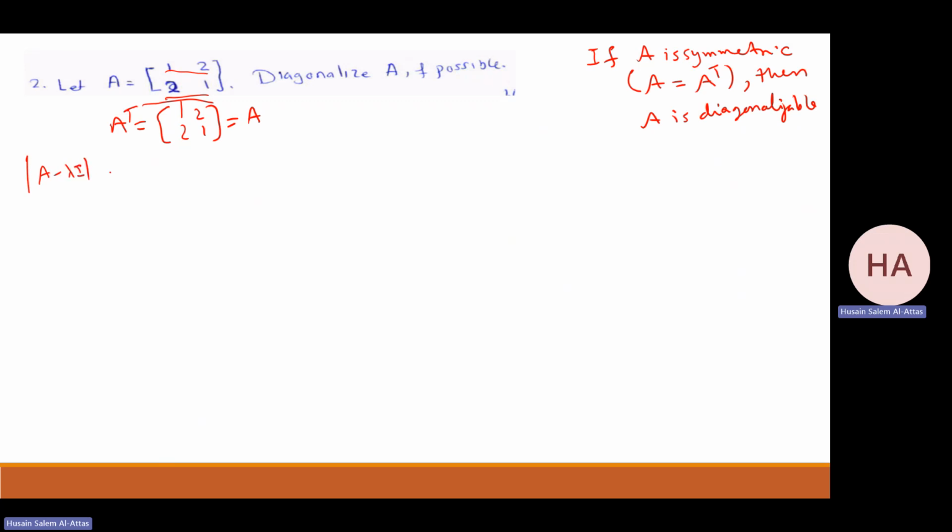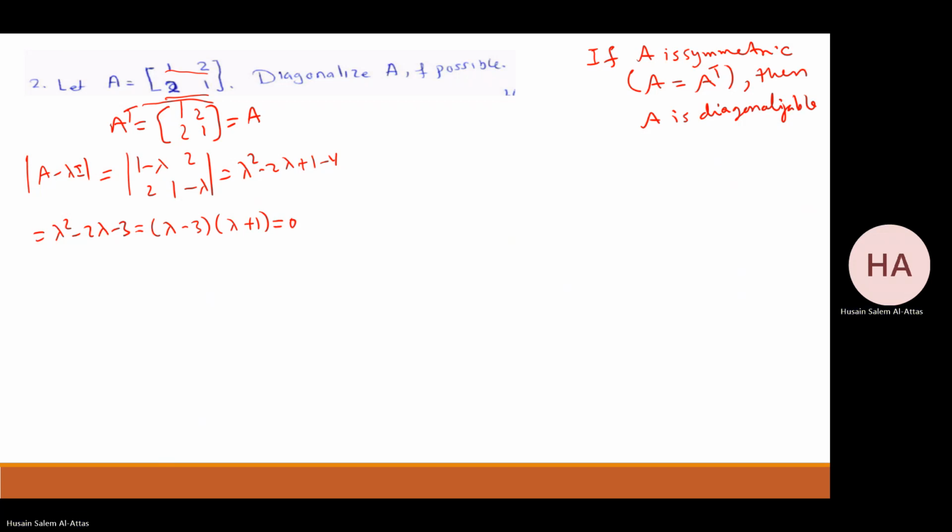A minus lambda I will be 1 minus lambda, 2, 2, 1 minus lambda. That gives lambda square minus 2 lambda, plus 1 minus 4, which is lambda square minus 2 lambda minus 3, which is lambda minus 3, lambda plus 1 equals 0. So I have lambda equal minus 1, or lambda equals 3. Now, for sure, A is diagonalizable since it has real distinct roots.